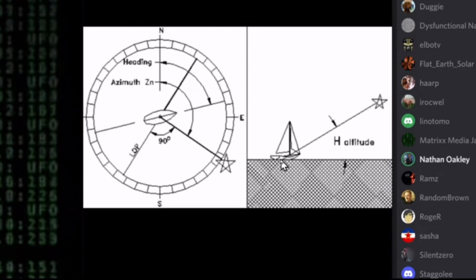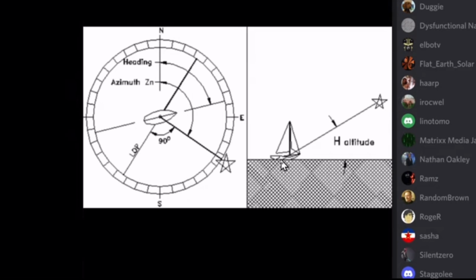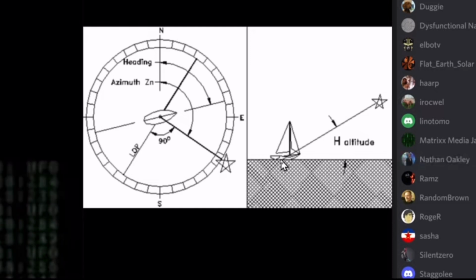Welcome to Flat Earth. Thank you, Nathan. Okay, do you know what a vertex is? A vertex? Yes. Okay. You've got one of the lines that meets the vertex coming from the star's position to your position. Do you understand?